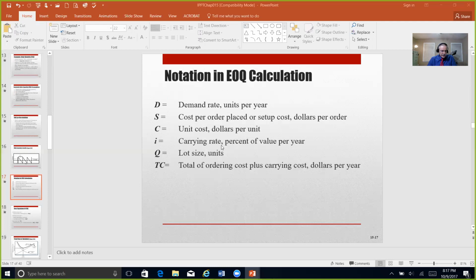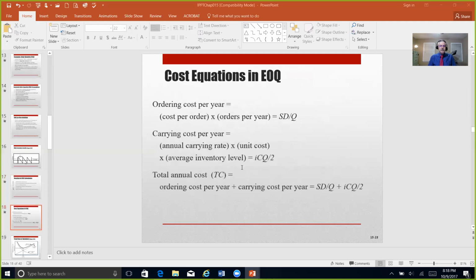Then you have Q, as in Quebec, the lot size in units, and TC, or Tango Charlie, the total ordering cost plus the carrying cost, in dollars per year. And as we've already indicated, the ordering cost is the setup cost, and the carrying rate is also the holding rate, which we discussed back on pages 374 and 375. So when you're thinking about the annual ordering cost, how do I take all this information and turn it into the algebraic equation that we see here in our textbook?